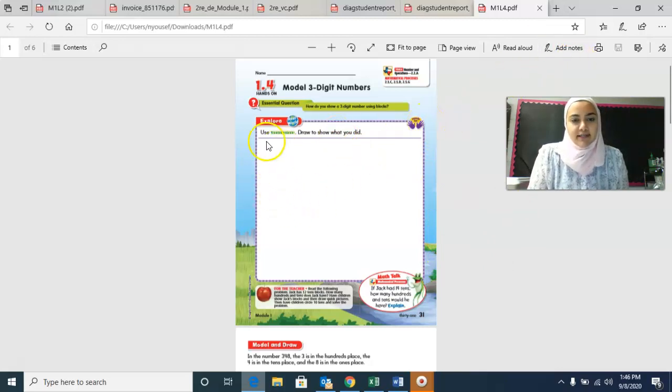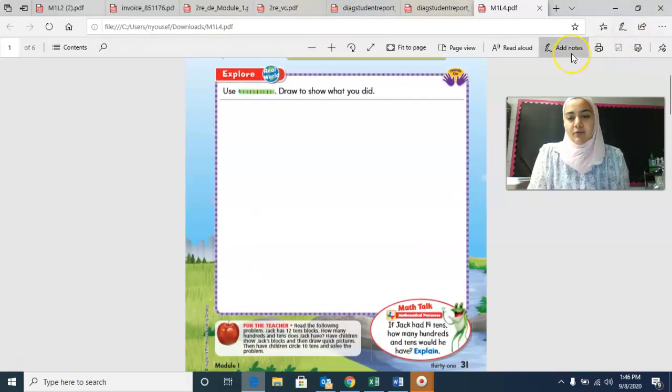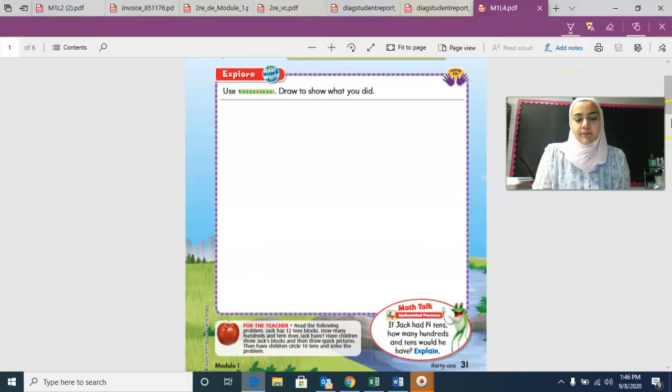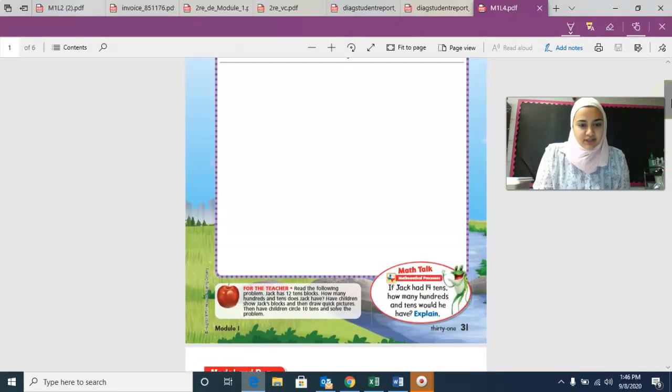It says to use these that Professor Berger called logs, but I call them tens blocks. Use tens blocks to draw and show what you did. Obviously you don't have any tens blocks at home, so I just want you to draw the tens blocks the way I've shown you, which is the long rectangle. Okay? All right, let's see what the question says.